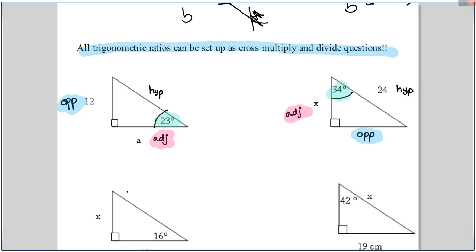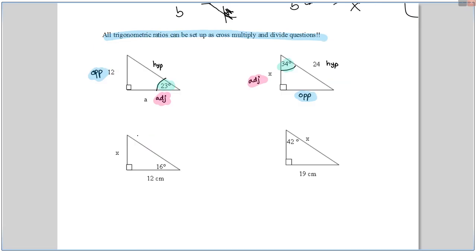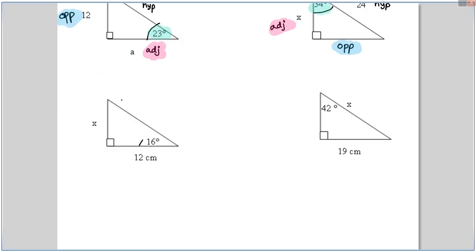Okay, next. Let's work at the bottom here. So for 16 degrees, X is the opp, and 12 is the adjacent. And hyp is always across the 90. So in this case, X is the hyp, 19 is the opp, and this is the adjacent.